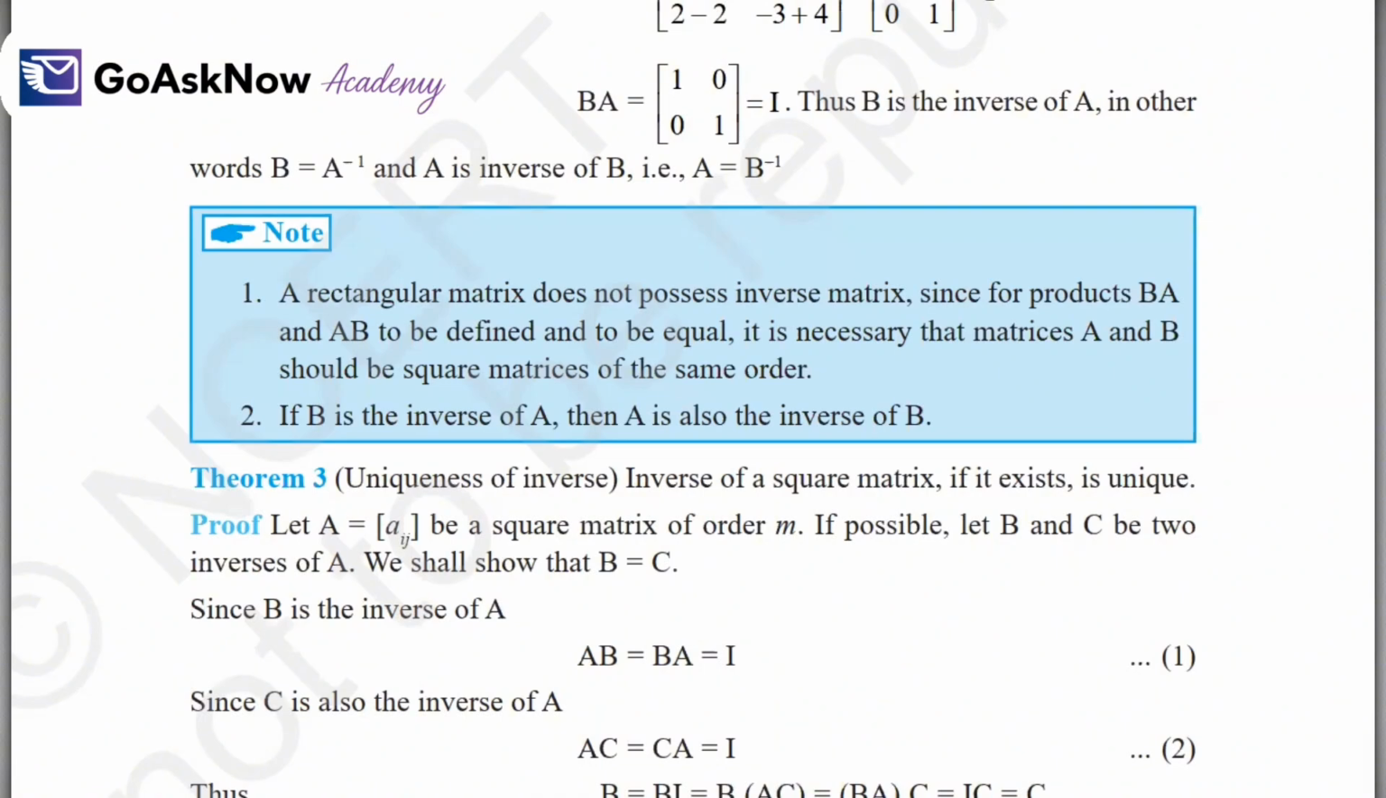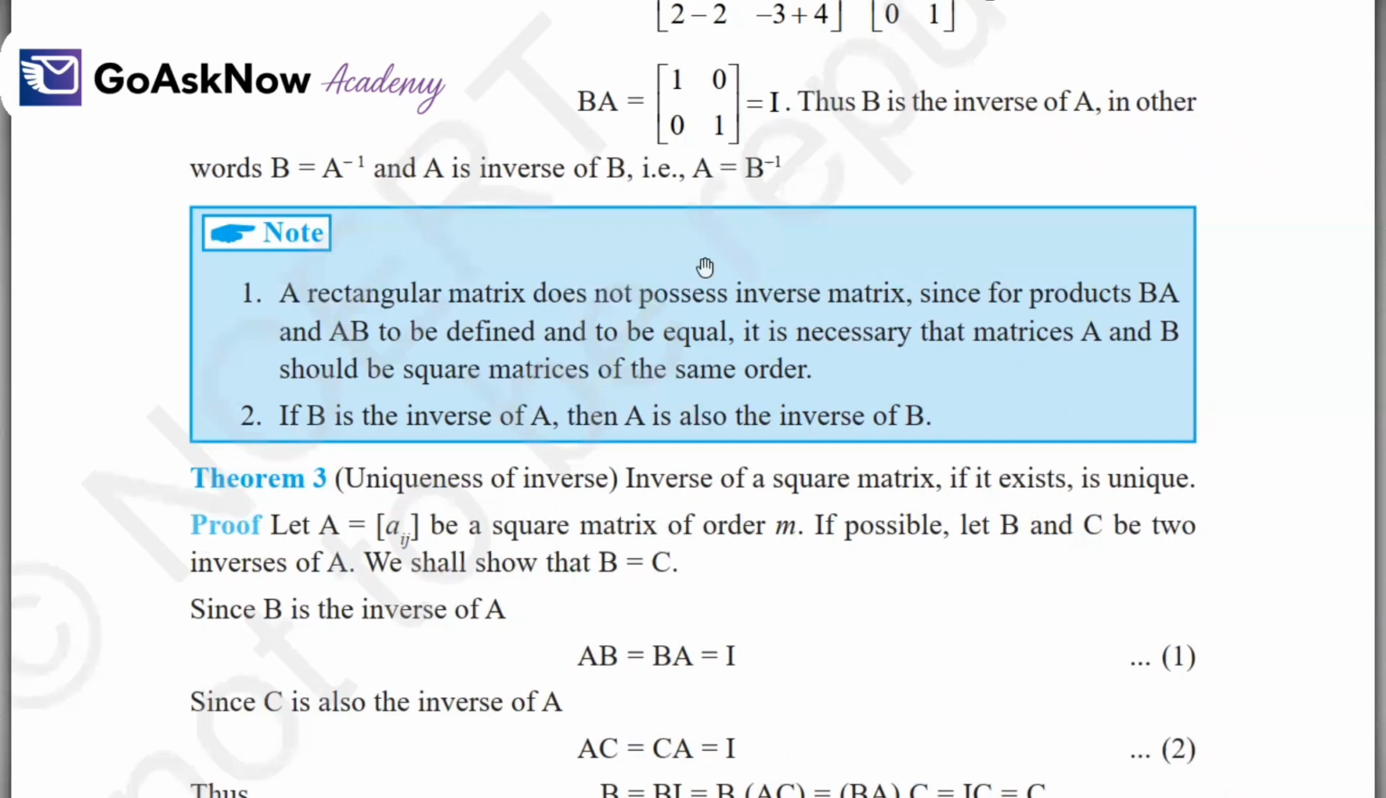For products AB and BA to be defined and to be equal, it is necessary that matrices A and B should be square matrices of the same order. That is not possible for a rectangular matrix, because you will not get an identity matrix there, and for an identity matrix to be found, you must have a square matrix. If B is the inverse of A, then A is also the inverse of B. That is also true.